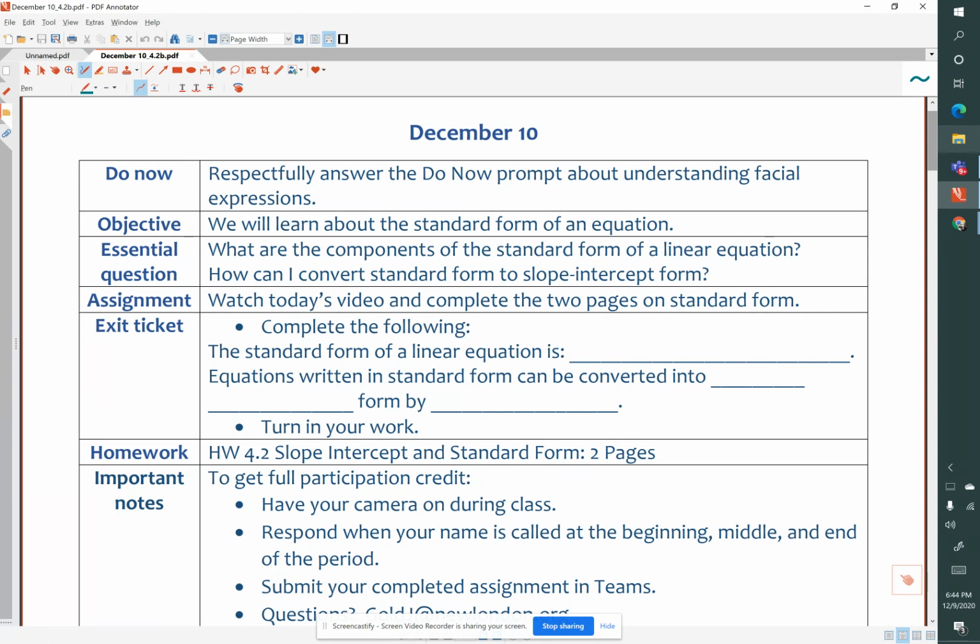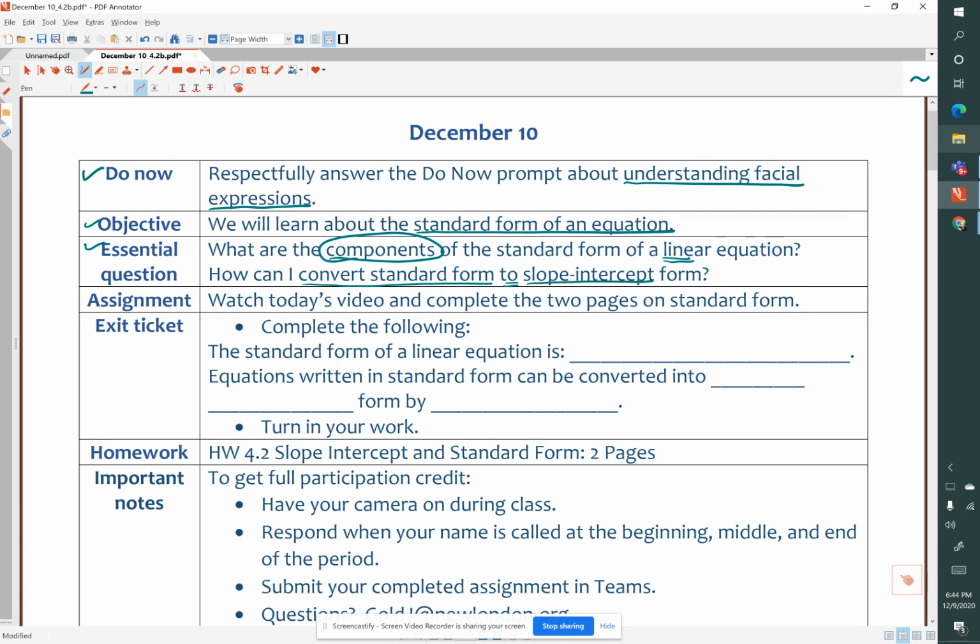So first, we'll start with our do now, where we respectfully answer the prompt about understanding facial expressions. It's kind of fun. Our objective, again, will be to learn about the standard form of an equation. Our essential question: what are the components of the standard form of a linear equation? Keep noticing the word line in there as we go through this unit in algebra. And also, how can I convert standard form to slope-intercept form?